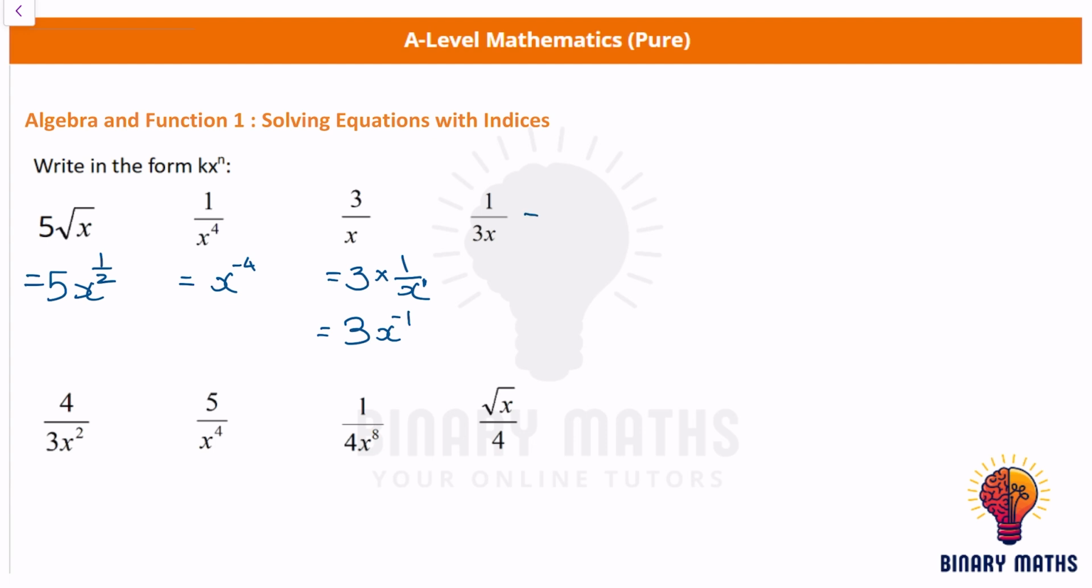1 over 3x, if I separate out the numerical and the algebraic part, is a third times 1 over x. Again, the 1 over x is the same thing as 1 over x to the power of 1, which can be rewritten as a third times x to the negative 1, as x is in the denominator, which can be simplified to a third x to the negative 1. So that is now in the correct form.